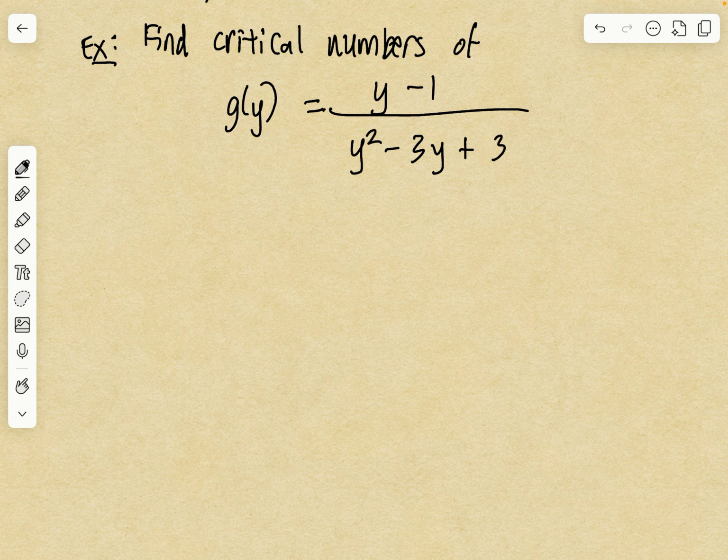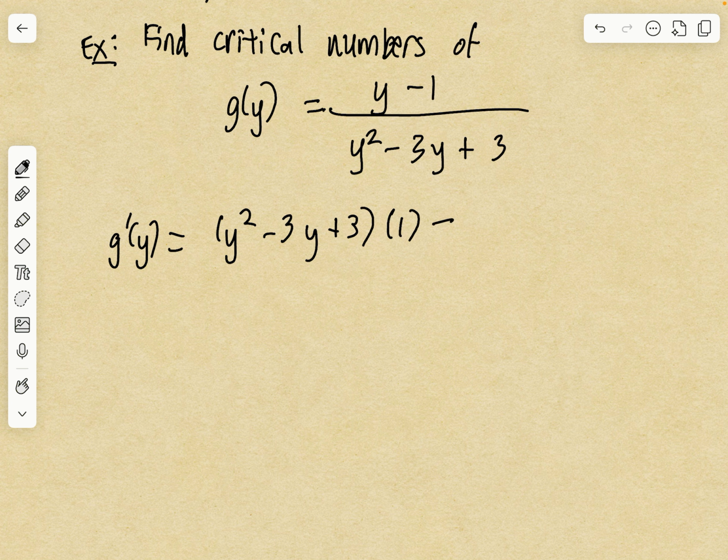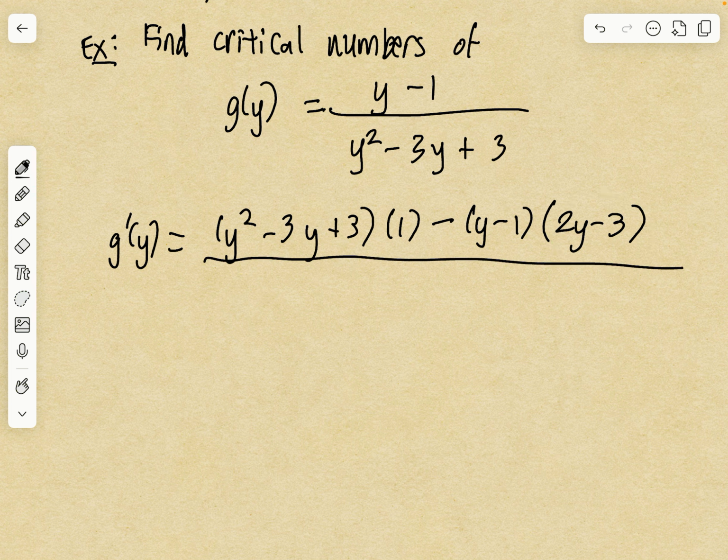Okay, let's go over the answer. So I'm going to take the derivative, and to do that, I'm going to use the quotient rule because I have a quotient. So I take the bottom, that's y squared minus 3y plus 3, and then multiply by the derivative of the numerator, and that's going to be 1. And then I subtract the top times the derivative of the bottom, and that's going to be 2y minus 3. Now notice that I have parentheses at this point because I'm multiplying y minus 1 by 2y minus 3. And then all over the bottom squared.